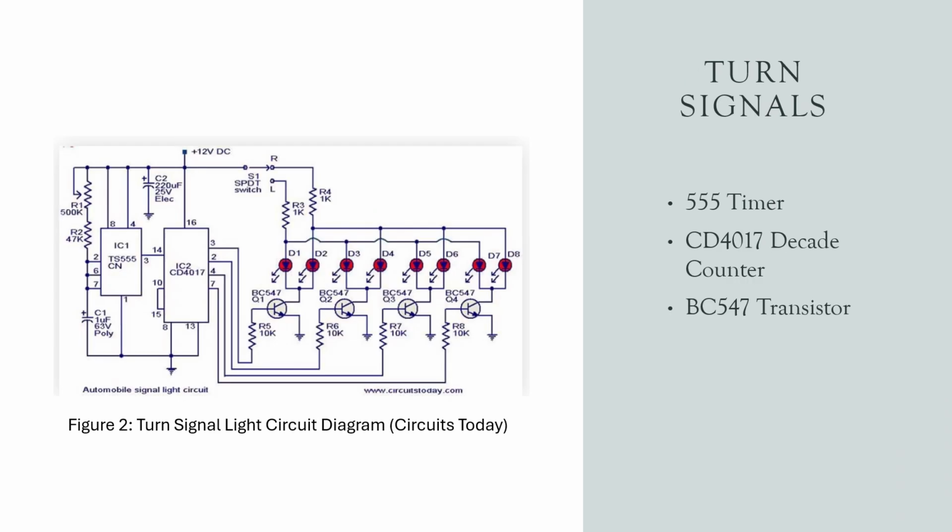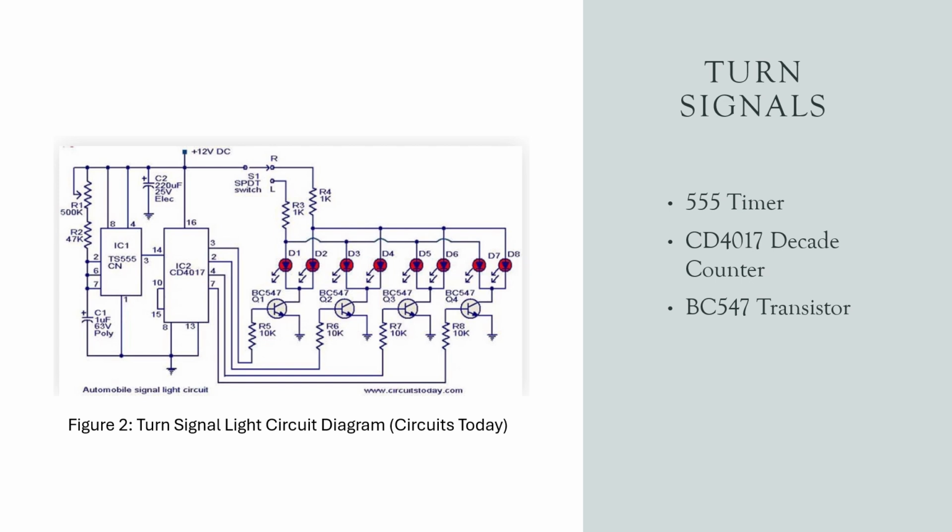Figure 2 here shows the circuit diagram for the turn signal lights and is able to work because when it's powered with 12 volts and the turn signal switch is engaged, the 555 timer begins to generate a square wave pulse at a frequency set by resistors R1, R2, and capacitor C1. These pulses are fed into the CD4017 decade counter, which advances one output pin high with each clock pulse. As the outputs change, each transistor and LED pair turns on sequentially, which creates the turn signal effect. Adjusting the RC timing changes the blinking speed.